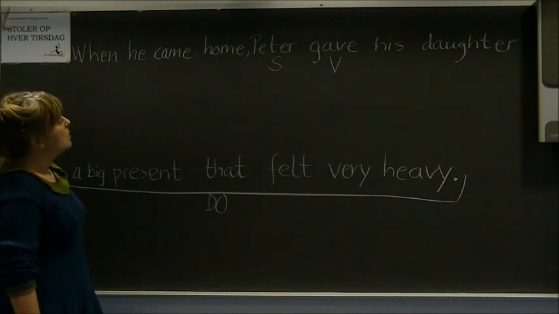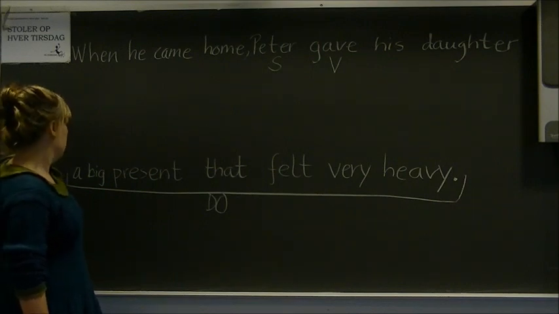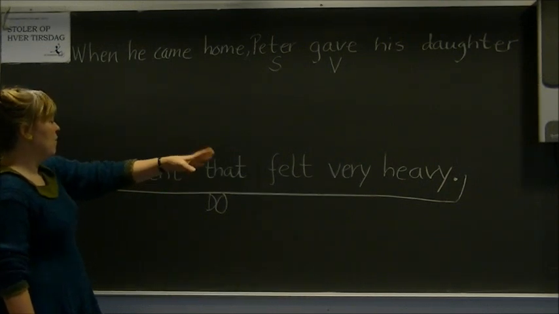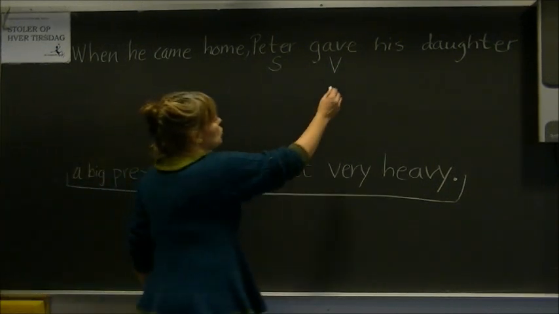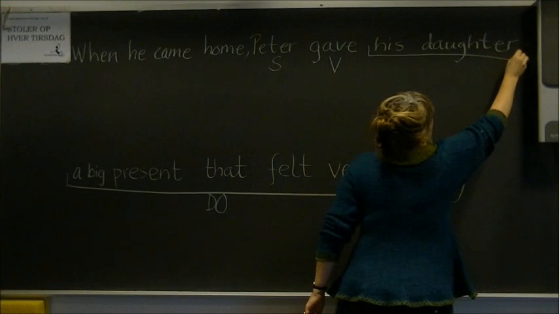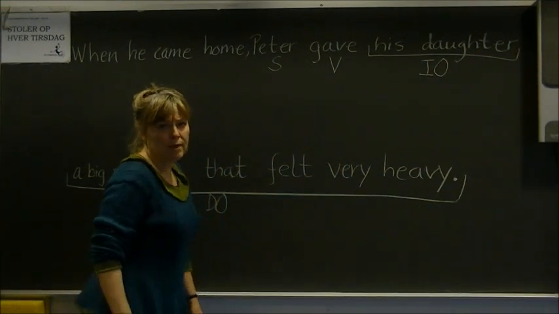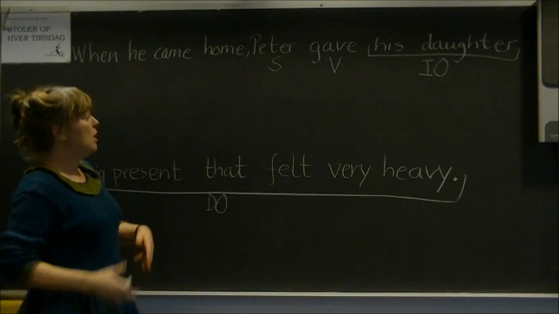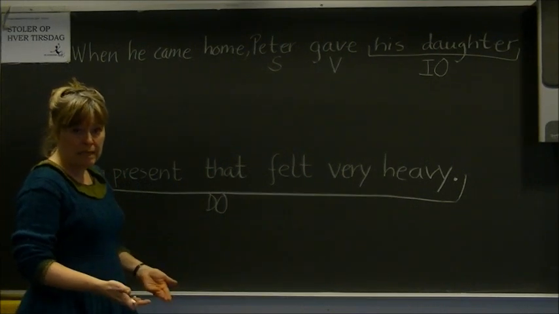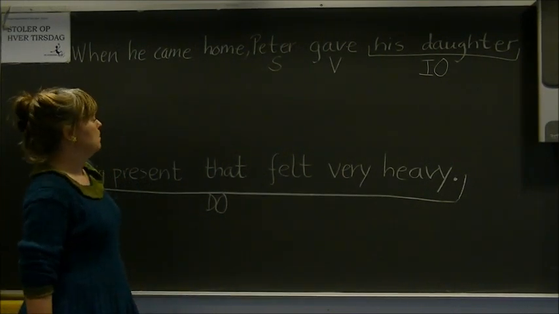And then I can ask, to whom did he give a big present that felt very heavy? To his daughter. So this becomes the receiver of the direct object, which is the indirect object. So the indirect object is always the receiver of the direct object.